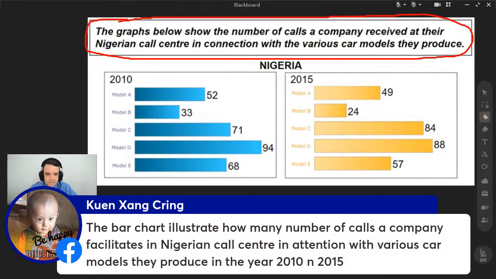Kring, the bar chart illustrates, you need an S, how many calls a company facilitates in their Nigerian call center. If the word facilitate doesn't work here, no, just say in relation to various car models they produce in the year 2008. So the way you've said it, it sounds like they're producing the cars in 2010 and 2015, but it's when they got the phone calls that they're referring to.